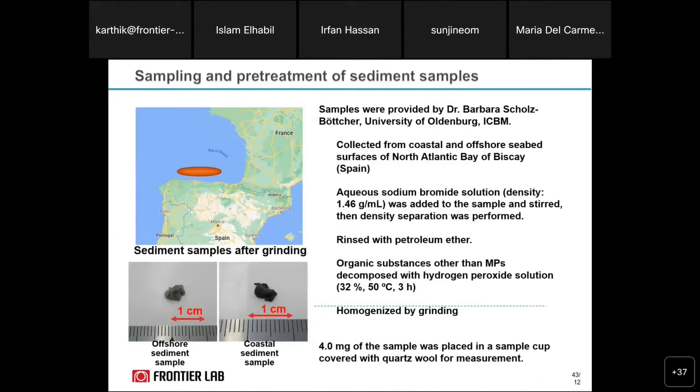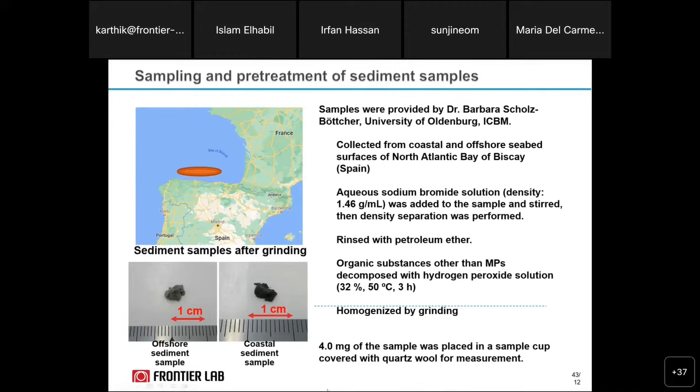But before going to the second part, the nanogram level analysis, let me show one of the real world sample analyses. This was a sample from our collaborator in Germany. They collected the sample from North Atlantic Bay in Spain. This is actually a sediment sample, and they have done density separation followed by organic treatment. Then this is the sample.